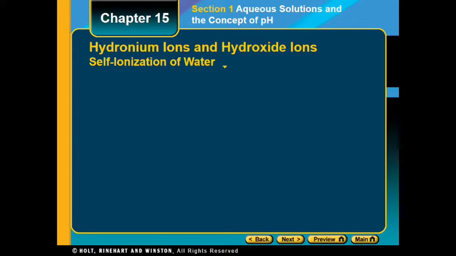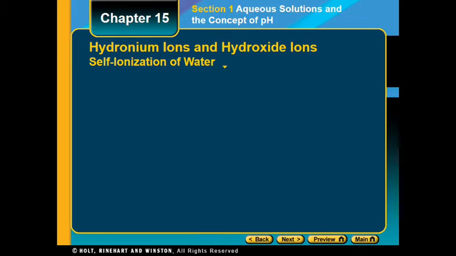This is Chapter 15. It is broken into two sections. In today's section, we're going to be looking at aqueous solutions. We're going to also focus on four different equations dealing with hydroxide and hydronium ion calculations, pH and pOH.